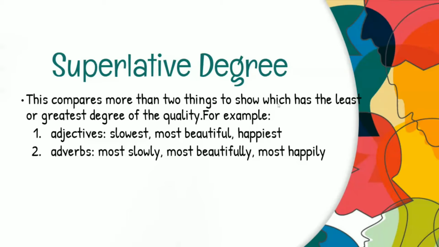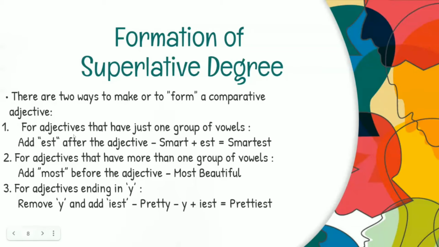Moving on, superlative degree. This compares more than 2 things to show which has the least or the greatest degree. Means it compares more than 2 things. For example, in adjectives, slowest, most beautiful, happiest, and in adverbs, most slowly, most beautifully, most happily. So in superlative degree as well, for adverbs, we just add most, and for adjectives, we have 3 different rules.